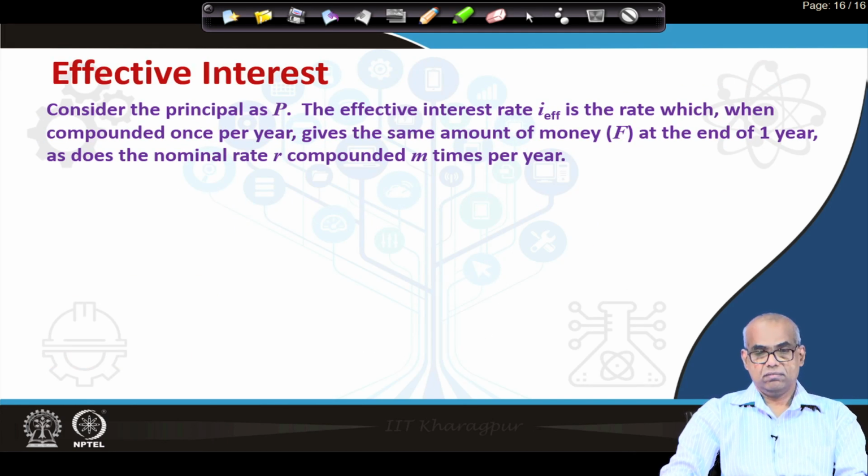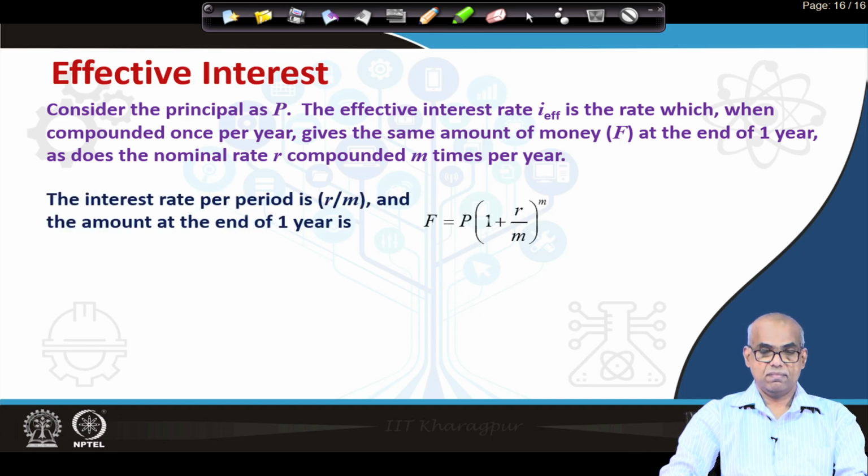Effective interest. Consider the principal as p. The effective interest rate is the rate which, when compounded once per year, gives the same amount of money F at the end of 1 year, as does the nominal rate r compounded m times per year. The interest rate per period is r/m and the amount at the end of 1 year is F equal to P into (1 + r/m)^m.